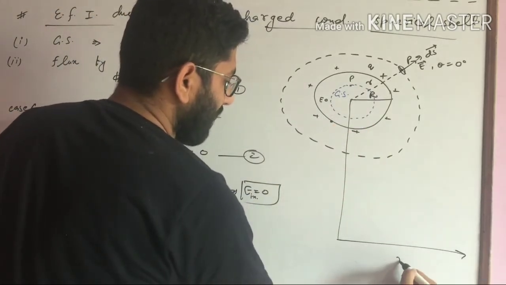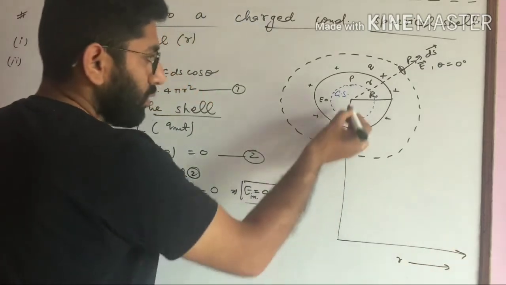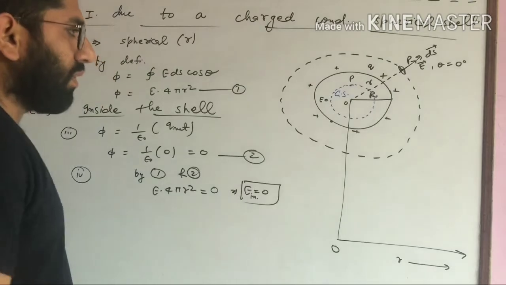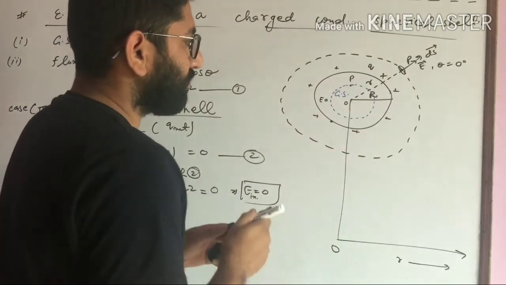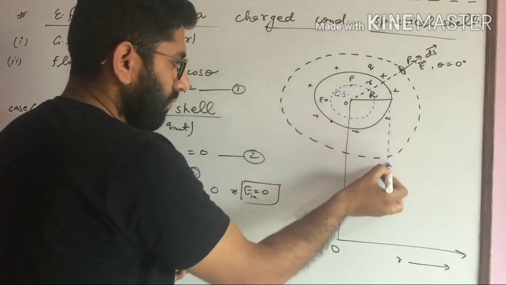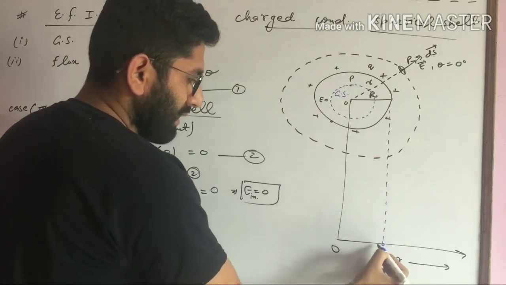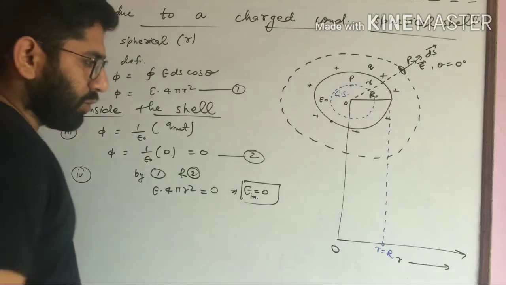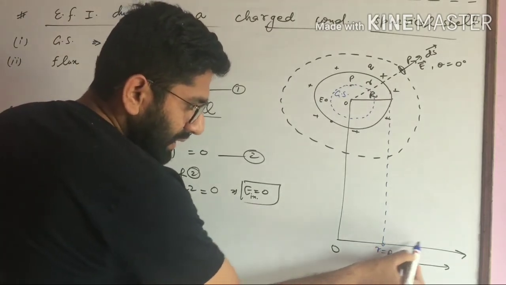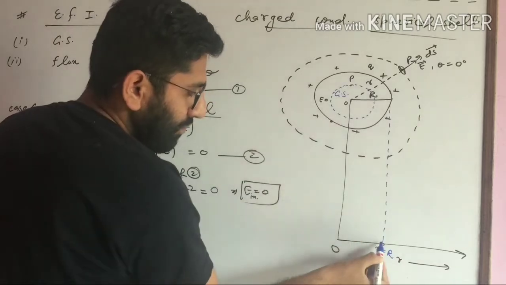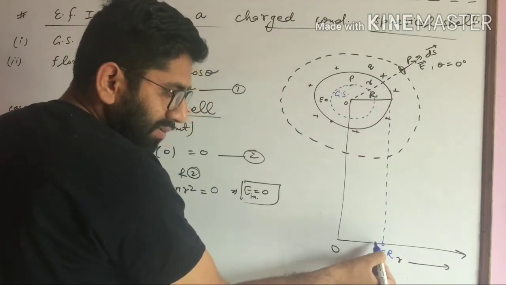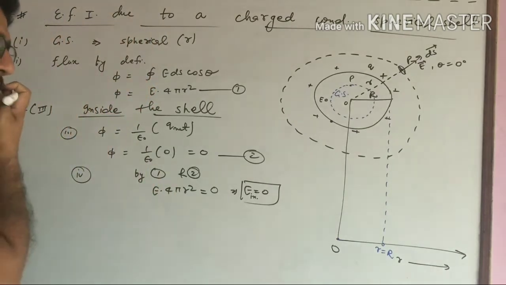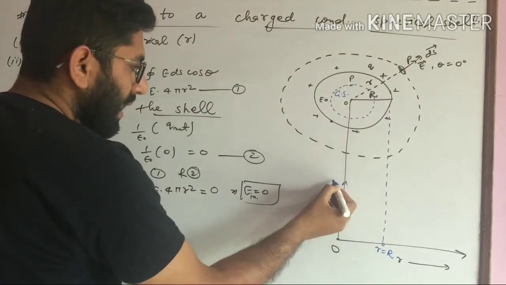On the x-axis we have distance. As you can see, this is the center of the shell, and there will be a point. At this point small r will be equal to capital R. So beyond this point we are outside the shell, and this side of the point we are inside the shell. So let us show the graphical representation of the electric field. Electric field will be taken along the y-axis.